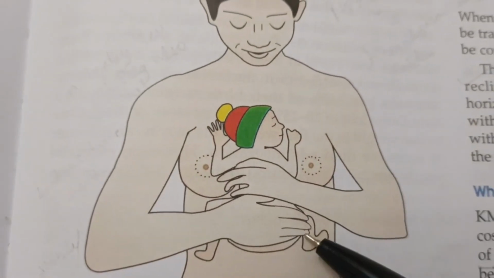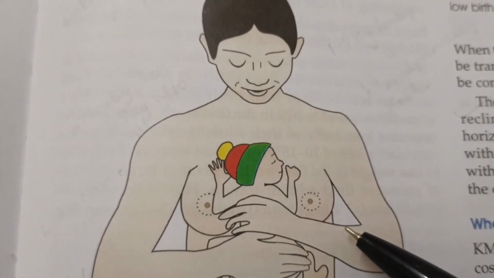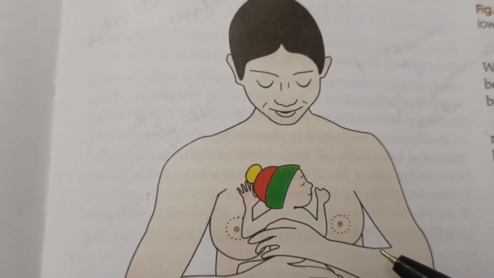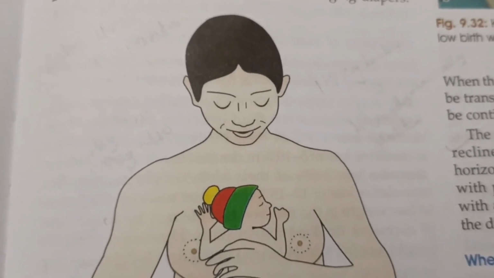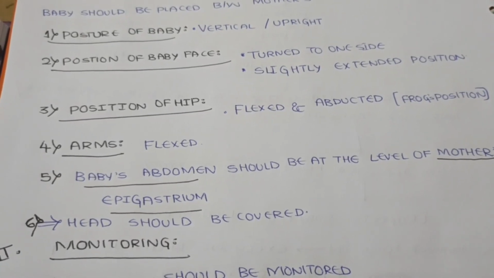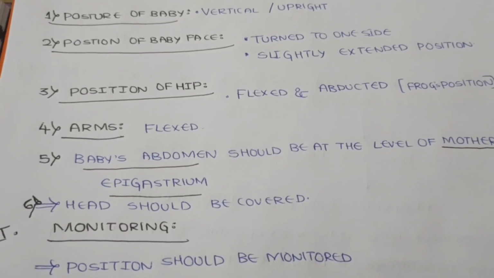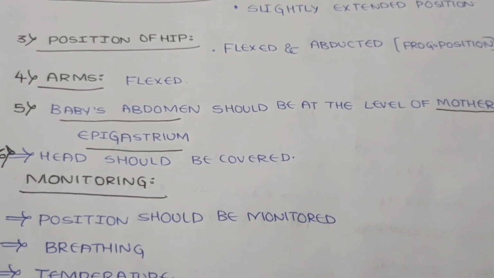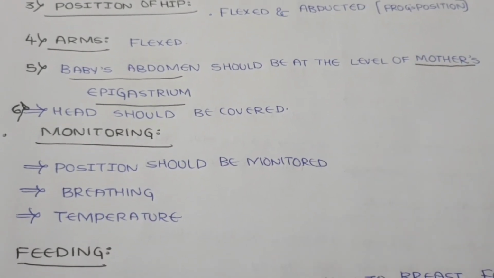Next, the baby's abdomen should be at the level of the mother's epigastrium. Mother's breathing stimulates the baby, thus reducing the occurrence of apnea. Okay, posture of the baby is vertical or upright. Position of the baby's face turned to one side, slightly extended. Hips flexed and abducted. Arms are flexed and the baby's abdomen should be at the level of the mother's epigastrium. This will stimulate the baby's breathing.